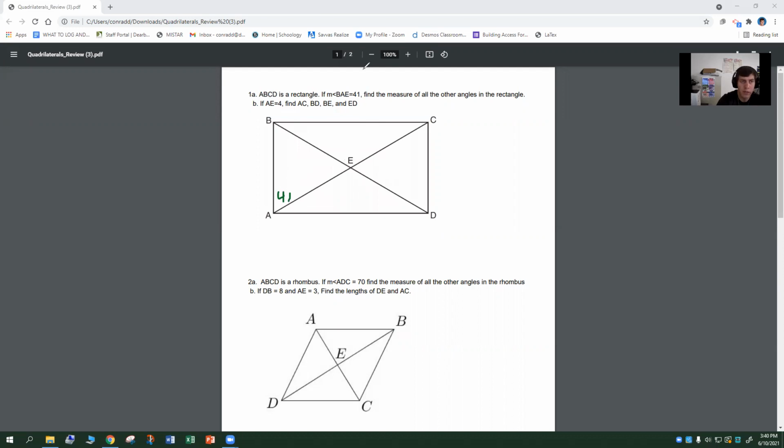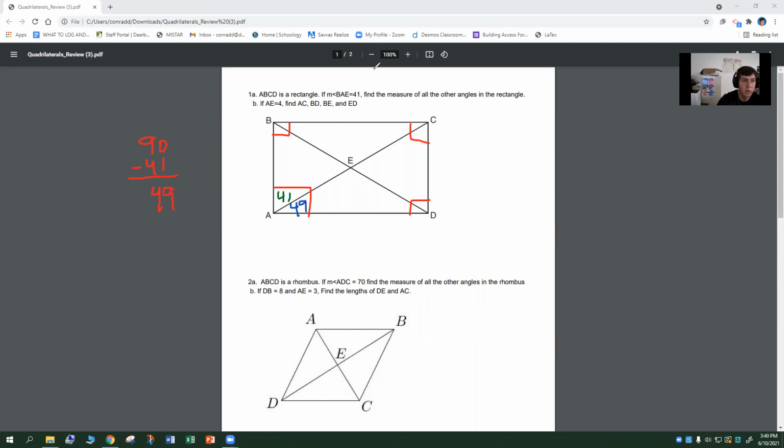So we know that rectangles are defined as having 4 right angles. So the 4 corners should add up to 90 degrees. So we can do 90 minus 41, and that's going to give us 49. So we know that this angle down here should be 49.